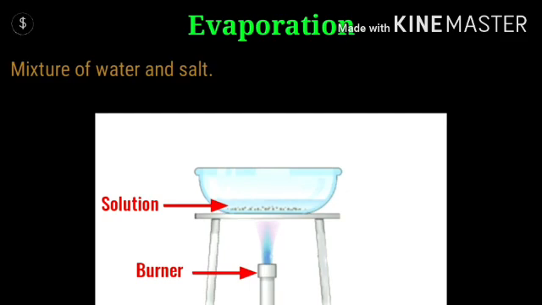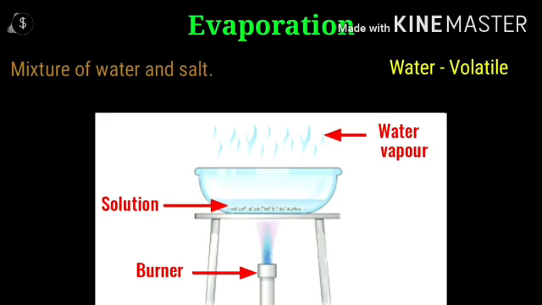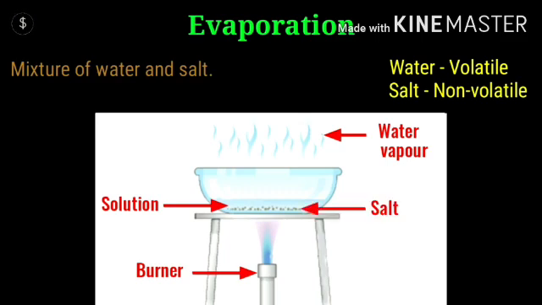In this we take a solution of salt and water in a beaker and we use a burner and we heat this mixture. When we heat it, water is volatile. Volatile means which can be boiled or turned into vapor. So water starts converting into water vapor and it goes and mixes with air. And salt, which is non-volatile, which cannot be evaporated, remains in the beaker. In this way, by evaporation, we can separate one volatile and one non-volatile component.